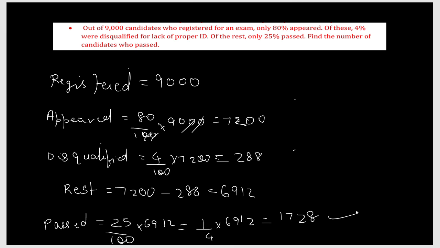Basically, we first find out the candidates who registered. It was given to us. Then it was said 80% of them appeared. So 80% of 9,000 was 7,200. Of this, the disqualified candidates were 4%. 4 by 100 of 7,200 comes to 288. So the rest would be 7,200 minus 288, which is 6,912. And from 6,912, only 25% passed. That is 1,728 passed. This solves the problem.